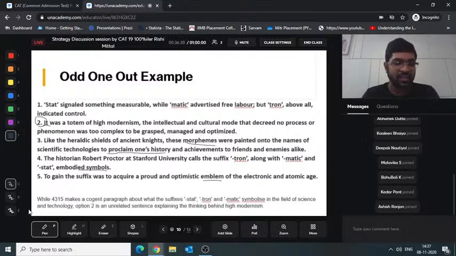Okay, so let's see what this says. While 4, 3, 1, 5 make a cogent paragraph about what suffixes symbolize in the field of science and technology, option 2 is an unrelated sentence explaining the thinking behind high modernism. Right, guys? If you have any doubt in this, feel free to post in your Unacademy chat or the YouTube chat as you may like.